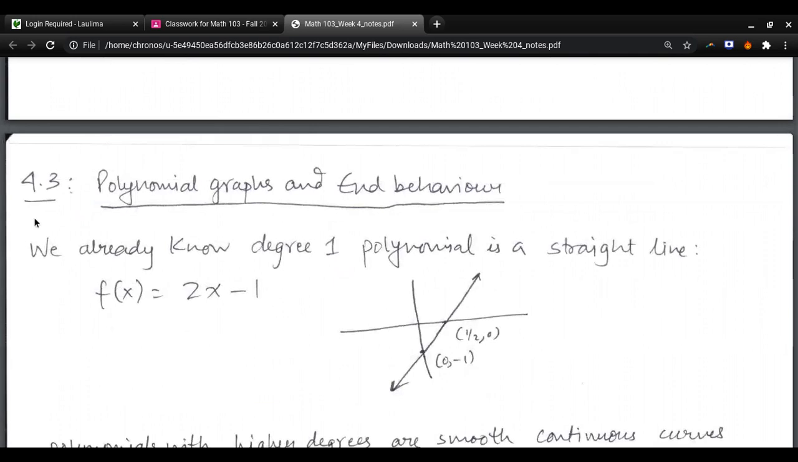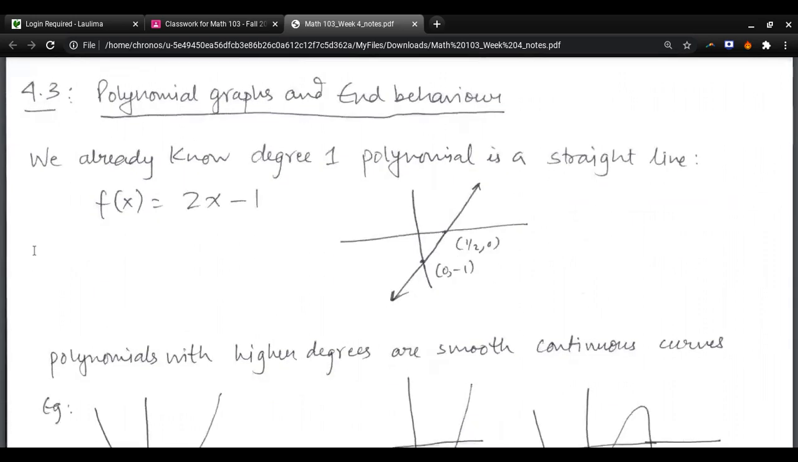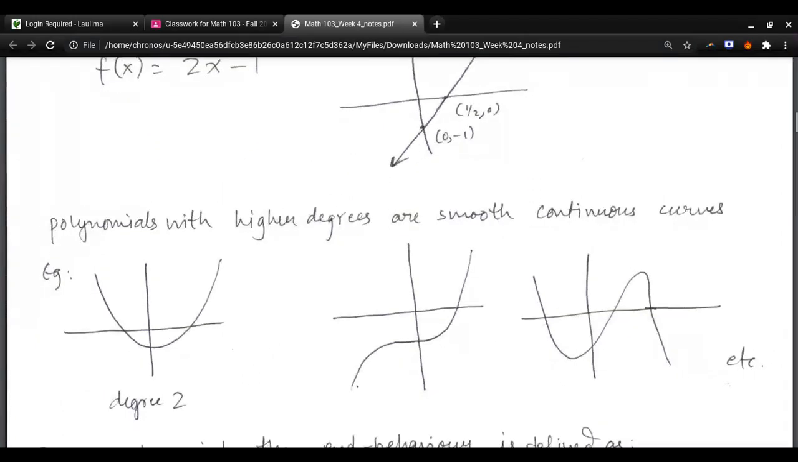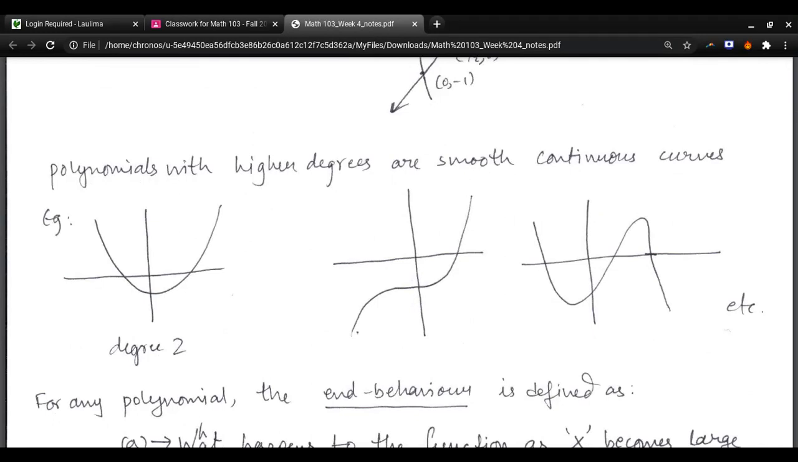Polynomial graphs and end behavior. We already know what a degree 1 polynomial looks like. It's a straight line. Polynomials of higher degrees are also smooth and continuous, but they look like curves. Degree 2 generally looks like a parabola opening upwards or downwards, and then the other graphs represent degree 3, they could be degree 5, etc.